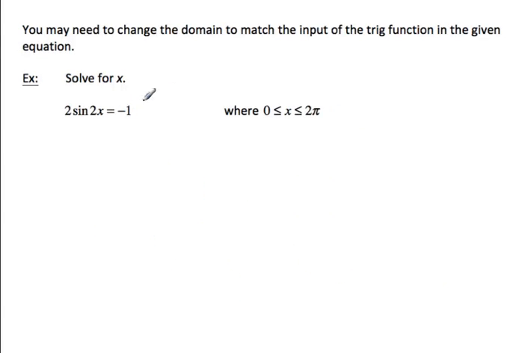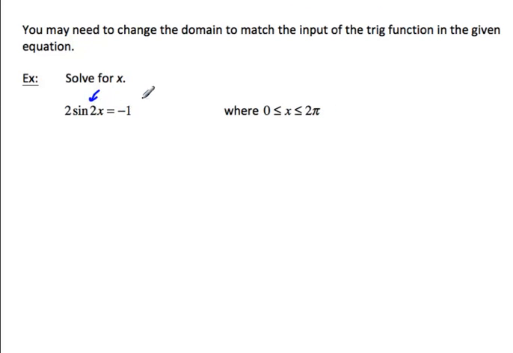Now we're going to change the function slightly to illustrate another point, and that's the point that sometimes you need to change the domain of the question that you're given in order to match the input of the trig function in the equation that you're given, and I'll show you what I mean here. We're being asked to solve for x, where now we've got 2 sine 2x is equal to negative 1, and the domain is simply that x is between 0 and 2 pi. So what's different about this question is this too.